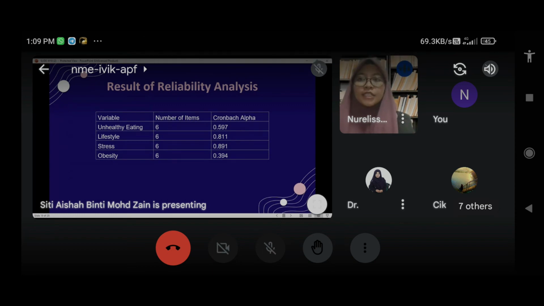Our research question is, what is the relationship between unhealthy food intake and obesity among students UMK? Two is, what is the relationship between unhealthy lifestyle and obesity among students in UMK campus?